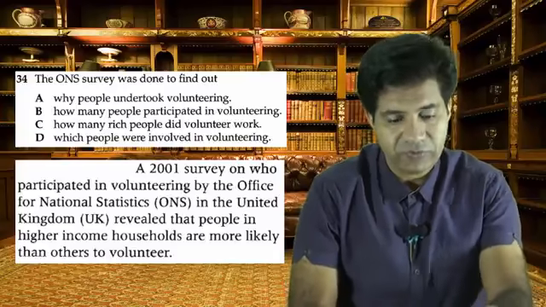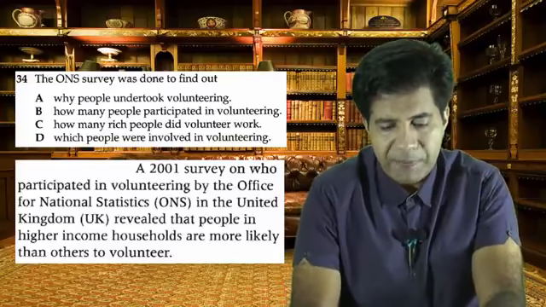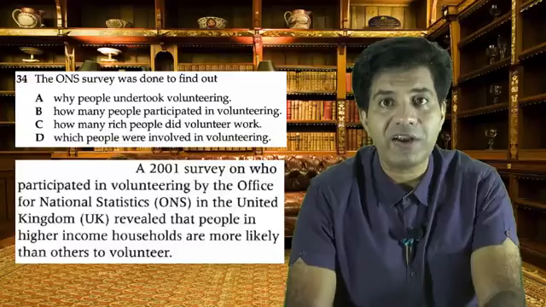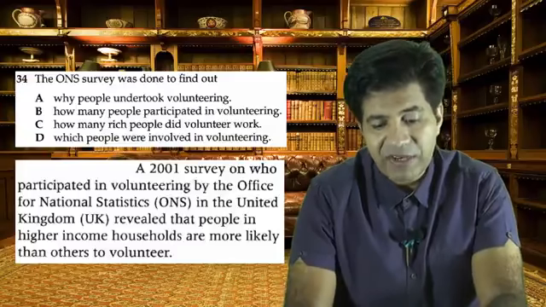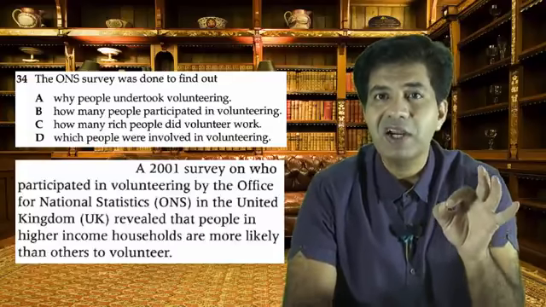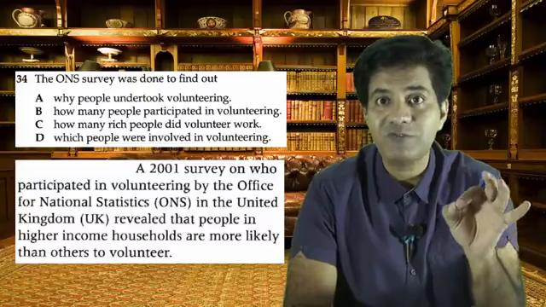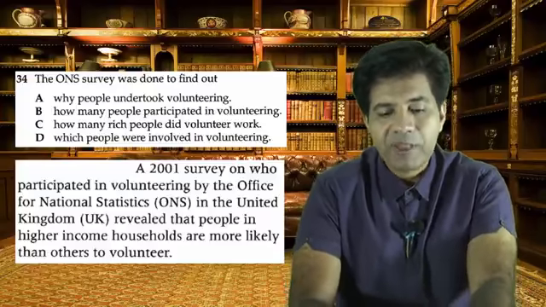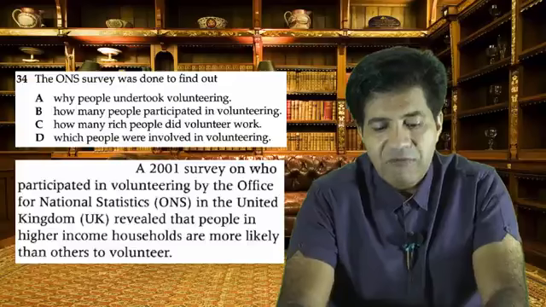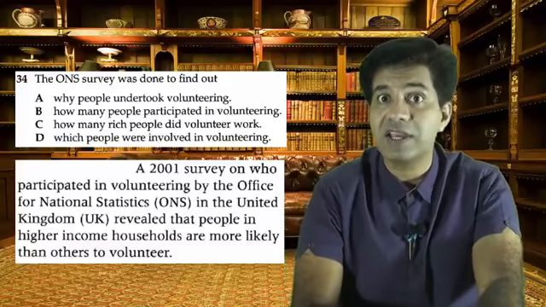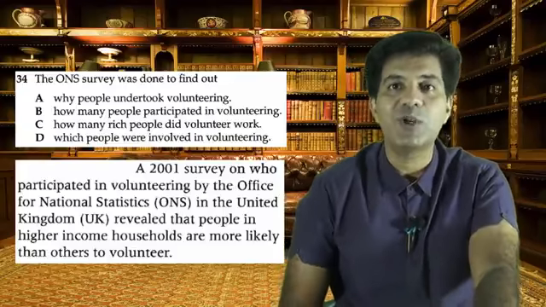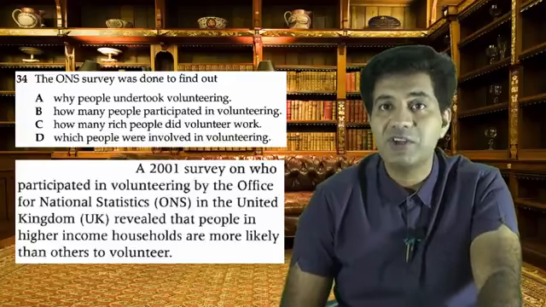Now let's go back to the list of options. A, why people undertook volunteering? No. B, how many people participated in volunteering? No. C, how many rich people did volunteer work? They did not mention that. Now this is confusing. Here the trickery of the examiner to confuse you between C and D is very clear. How many rich people did volunteer work? They don't tell us in the passage how many rich people. D, which people were involved in volunteering? Which people means rich or poor, that's what they said. So option D is the right answer for question number 34.